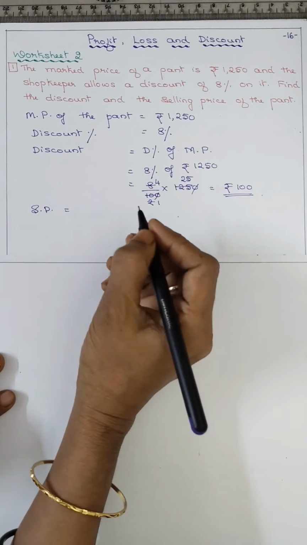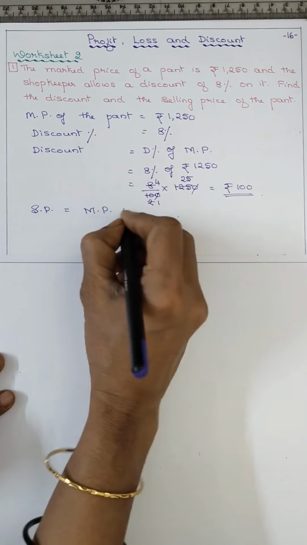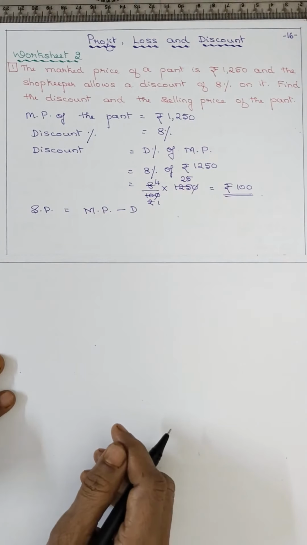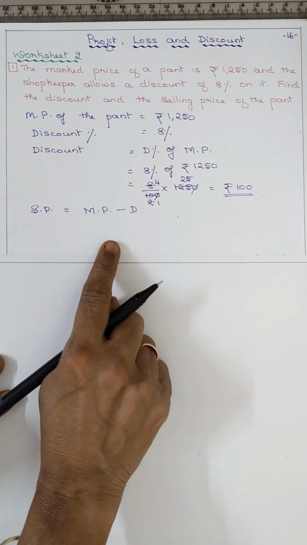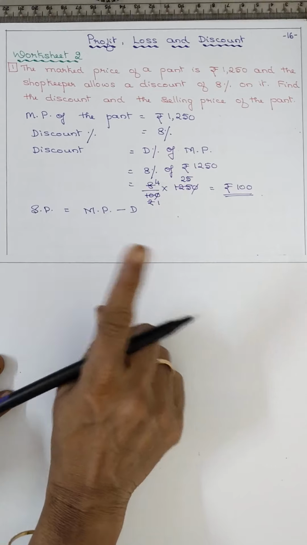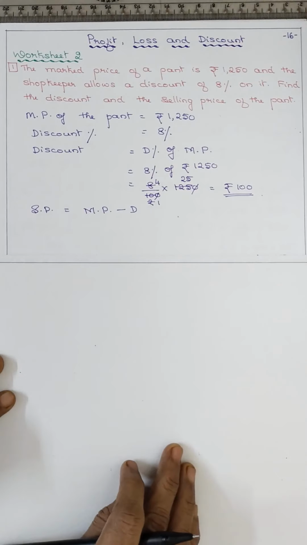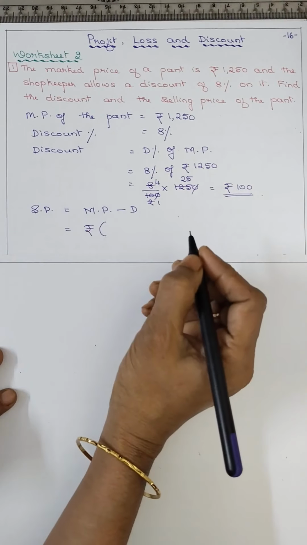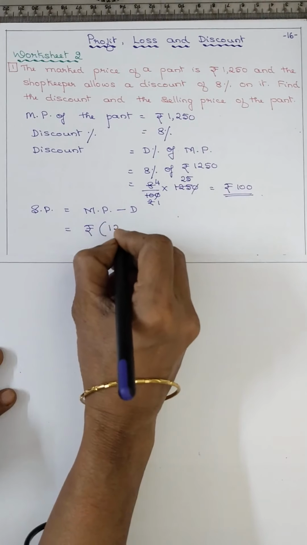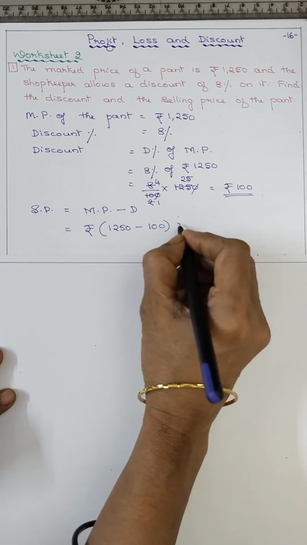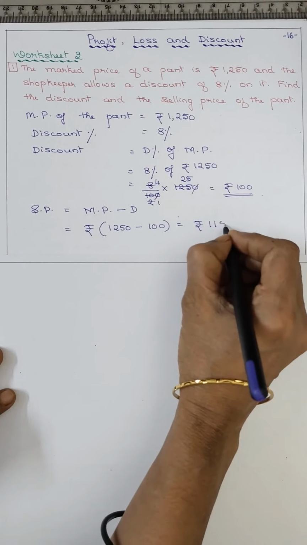Now find out the selling price. What is the formula? Selling price is equal to MP minus discount. When SP you are asked to find out and the discount amount is there, then use this formula, MP minus discount. When discount percent is given, then you can use the big formula. Okay. So rupees, MP is how much? 1250 minus discount is 100. So you get rupees 1150.